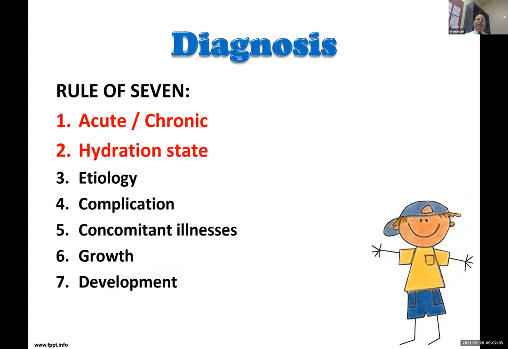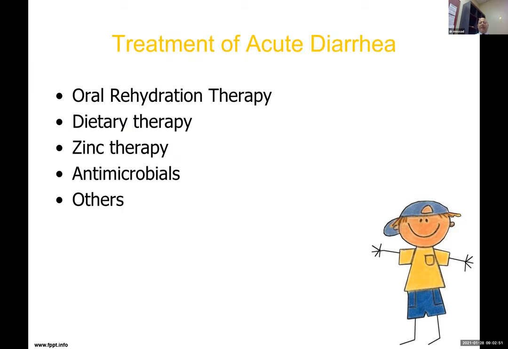So for the diagnosis, we are going to speak about, is it acute or chronic? What about the hydration state? What about the etiology? Is there any complication? Is there any concomitant illness? Does it affect the growth and the development or not? Okay. While you are informing the diagnosis, you must be able to answer all of that. It is acute infective gastroenteritis with moderate dehydration. So I know now it is acute, and it is infective, and it is complicated by moderate dehydration. There is no other problem with the growth and the development. So my diagnosis will be completed like that.